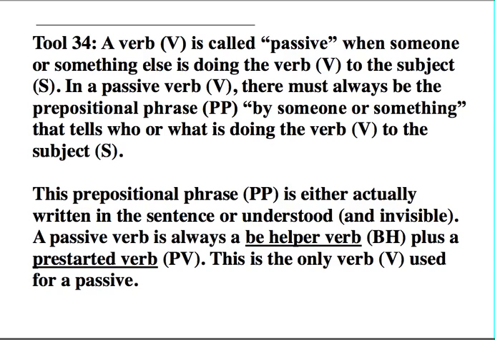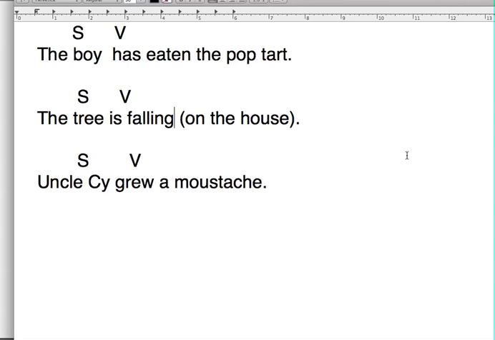A passive verb is always a be helper verb plus a pre-started verb, PV. This is the only verb used for a passive. Okay, write that down just a moment, and I'll give you some examples.